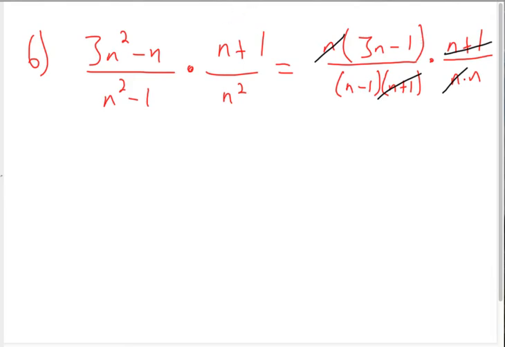So now we combine everything with multiplication. So 3n minus 1 on top, n times n minus 1 on the bottom. Done. 7.